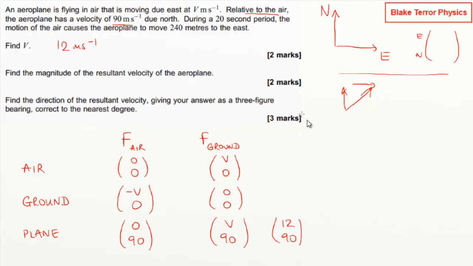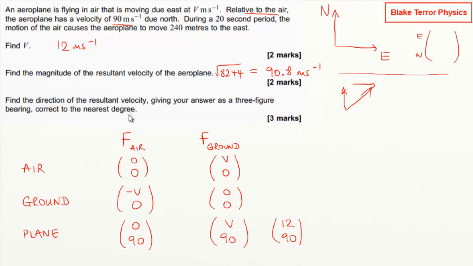So we need to take the square root of 8,244. I'm going to put that in the calculator, even though I could start pulling out some factors, but I'm not going to. That is 90.8 meters per second. And then we've got the direction of the resultant velocity.